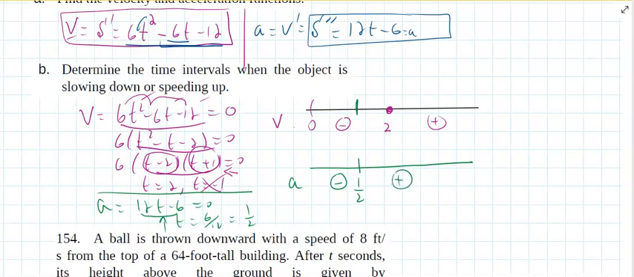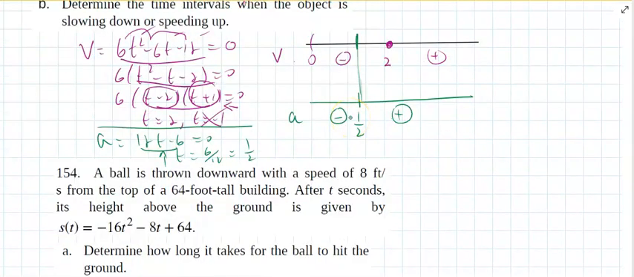So whenever they match, again, make sure the intervals are lined up. Whenever they match, you are speeding up. So we are speeding up from 0 all the way to 1/2.